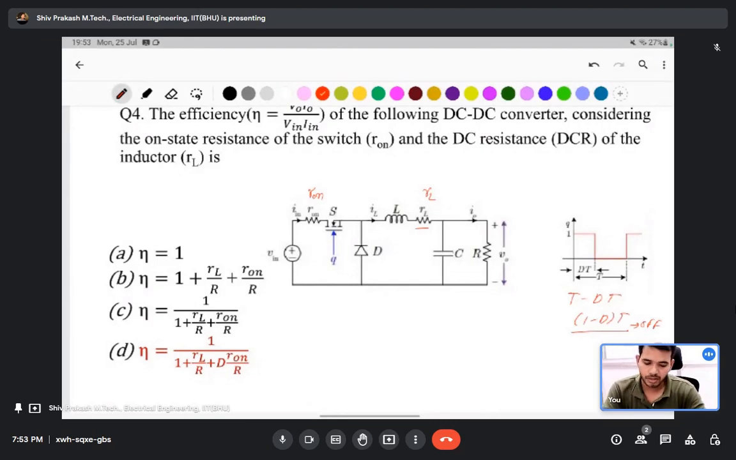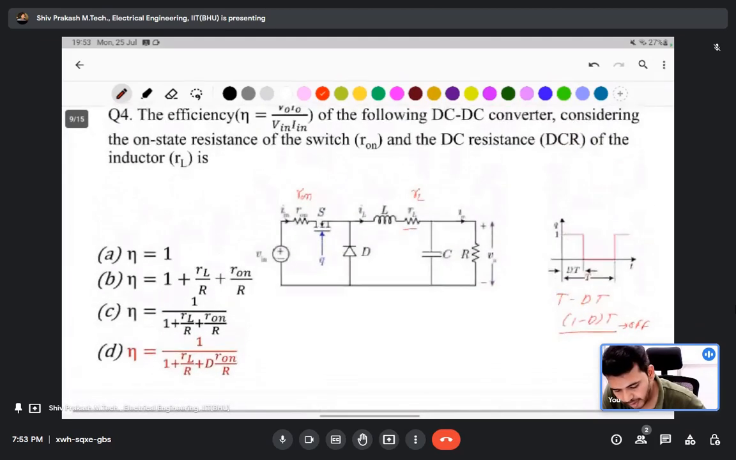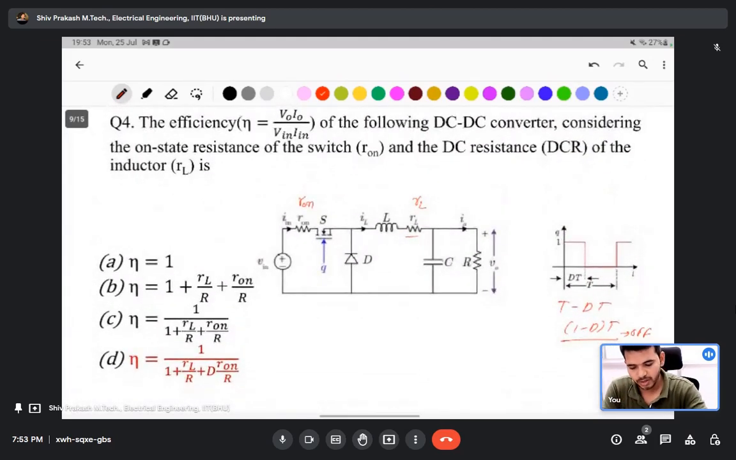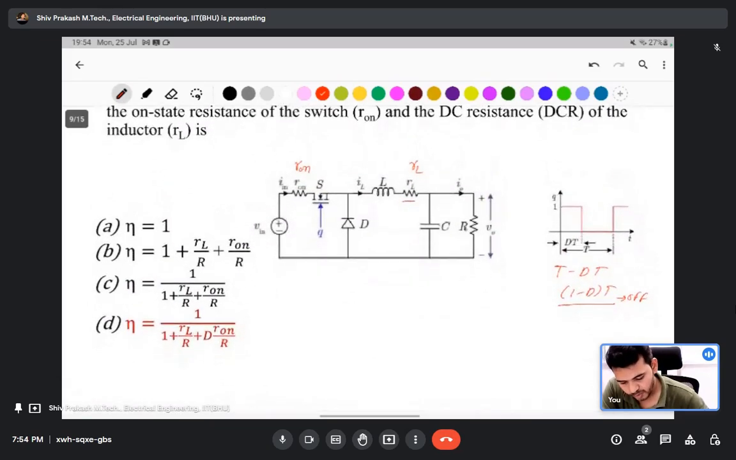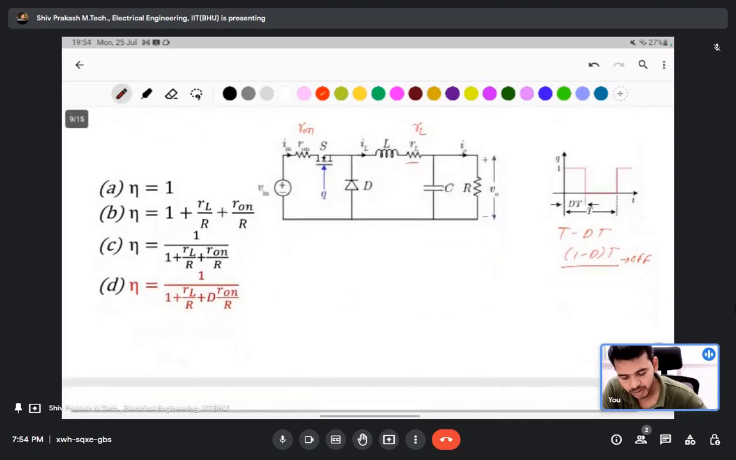On period dt and minus d time on period, off period. You find the efficiency. Efficiency is the same as I gave up above in the first question. Efficiency is output power divided by input power, same as here. But first of all, we find the output power, the output voltage. If you find the output voltage, then you can find the input voltage, the output voltage in terms of input voltage.